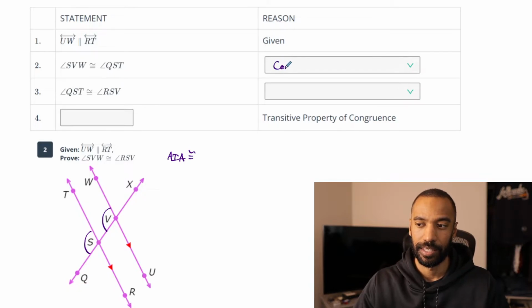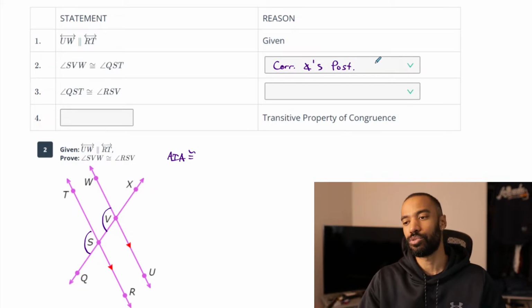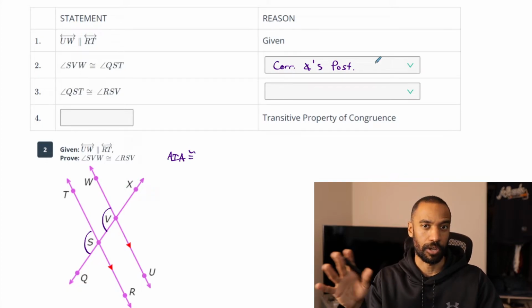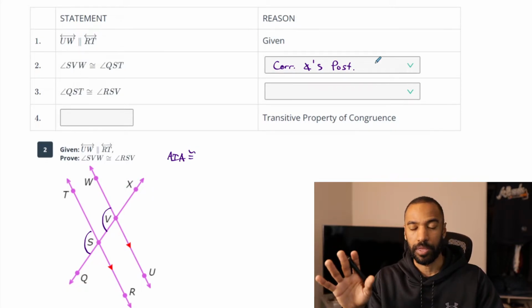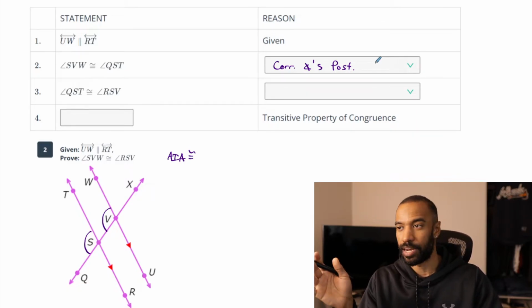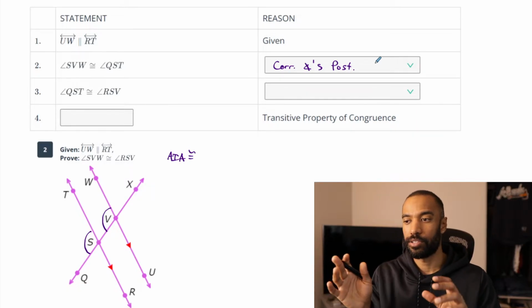And that's what I'm about to be saying right here. This is known as the corresponding angles postulate. Now, why am I allowed to use the corresponding angles postulate here in this proof and not the alternate interior angles theorem, or the alternate exterior angles theorem, or the same side interior angles theorem? Why am I not allowed to use those?